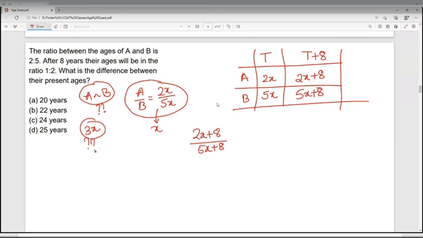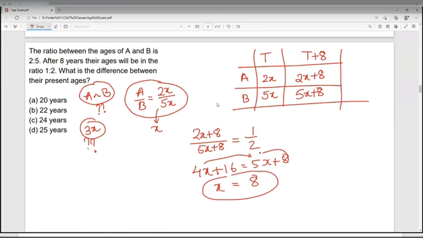So this is 1/2. If you cross multiply, you get 4x plus 16 is equal to 5x plus 8. You bring the x here and this number to that side. x is equal to 8, and once you calculate x, don't just mark x because you have to find out 3x. So 3x is 24. The answer would be C.